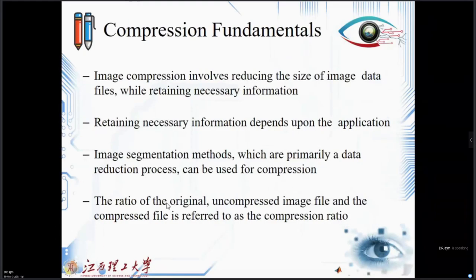If we look at the compression fundamentals, we can say that this work involves reducing the size of data files while retaining their necessary information. And retaining necessary information depends upon the application. In some applications, you just need the main features. Think of your personal image. The main features to consider when a person uploads his or her image to a web page are the distance between the eyes, the place of the nose, the shape of the lips, the shape of the face, and the shape of the hair. I think something around 10 or 11 features. The rest of the things, like the background, are not important. The dress that the person wears is not important.